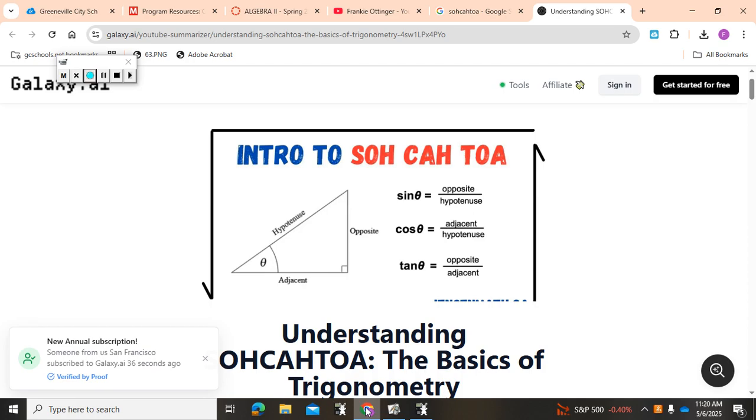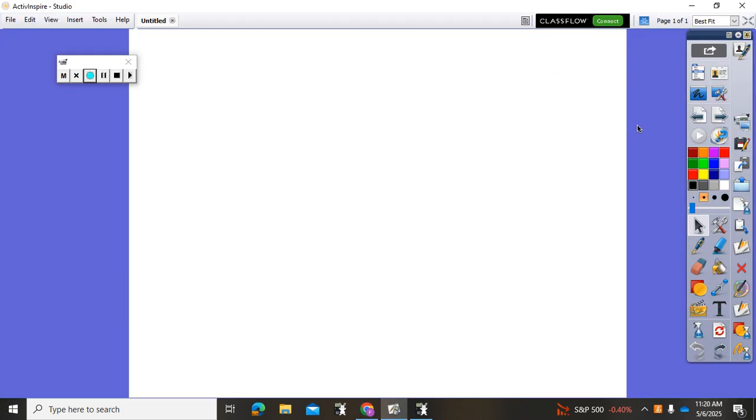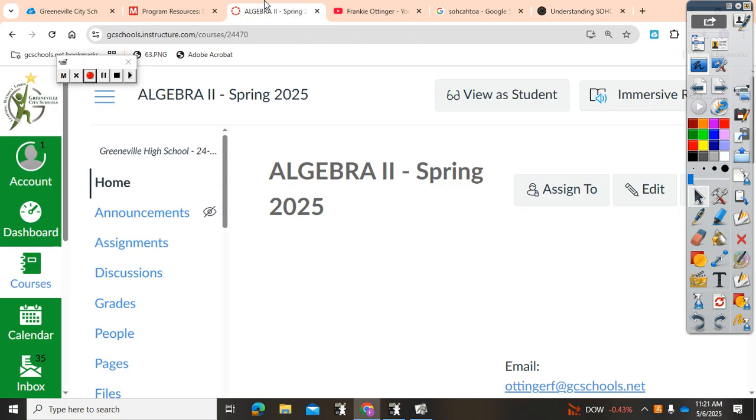It tells you the 3 trig ratios that have to be memorized, and I Googled it since some of y'all couldn't see my handwriting. But I'm going to work a couple of the homework problems as a review and then turn you loose. So here we go.